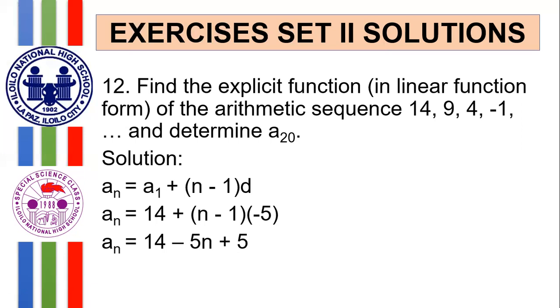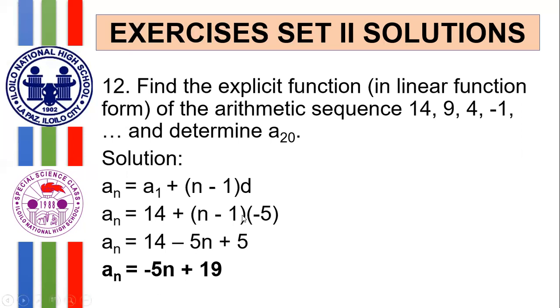And we have to arrange this in standard form, or in a form that's having descending powers of n. So we will have negative 5n first, and 14 plus 5 is plus 19. Hence, a sub n equals negative 5n plus 19. That's the explicit form in linear function notation.